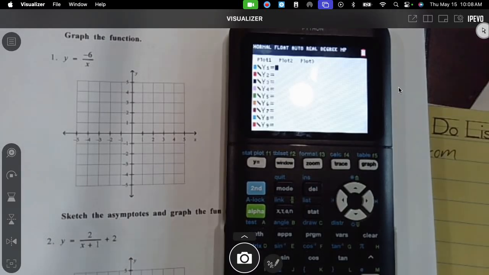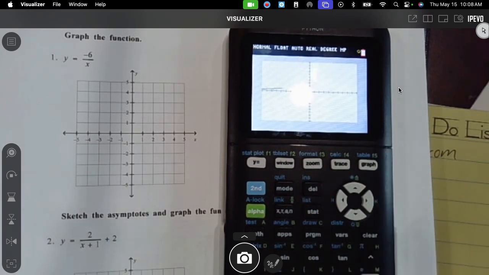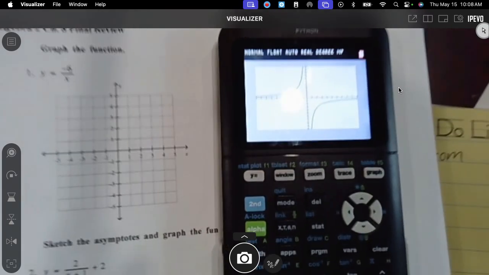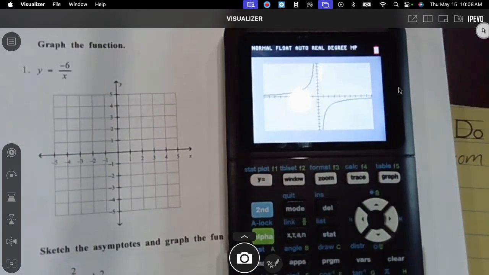Okay, so you would put -6 divided by x. Then you're going to press graph. And don't forget to draw both sides, okay? This is an inverse function, so you want to draw both sides. This is an odd function. I don't know if you know that. It's because it's reflected over the origin. If you were going to take college algebra, that would be on there.